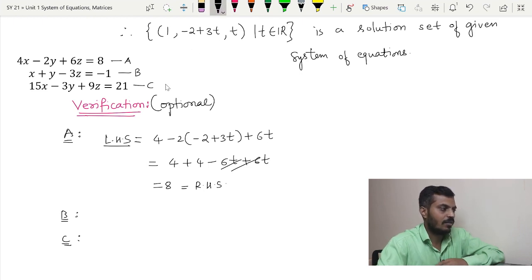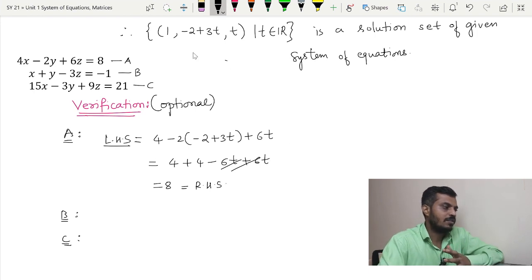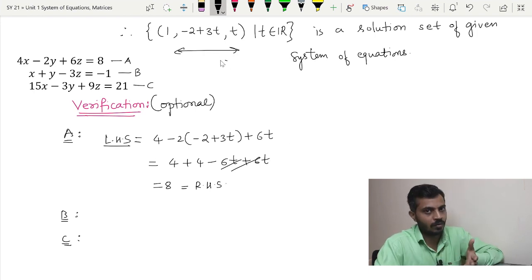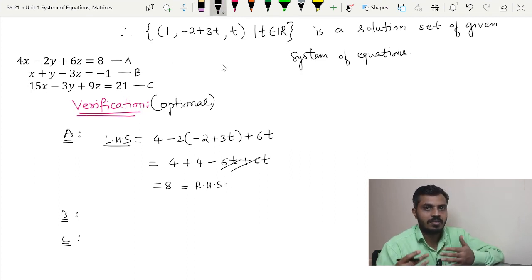If whatever calculations we have done are right, then all these three equations should be satisfied. If one of these three equations is not satisfied, what does it mean? It means you have made some mistake while finding the solution. In this way you can verify whether your solution is right or not.